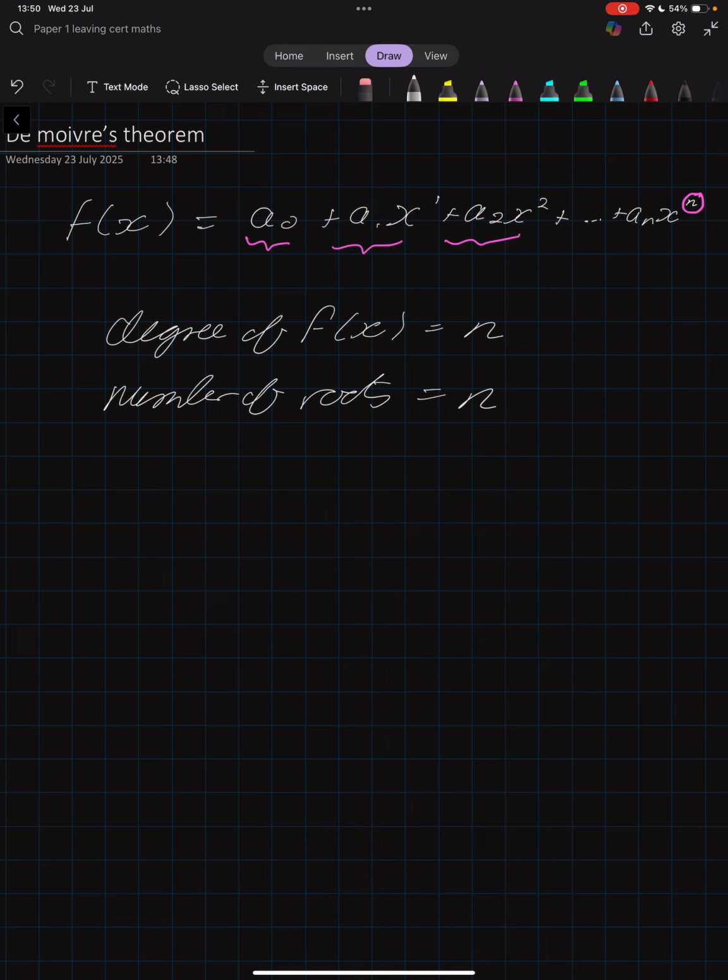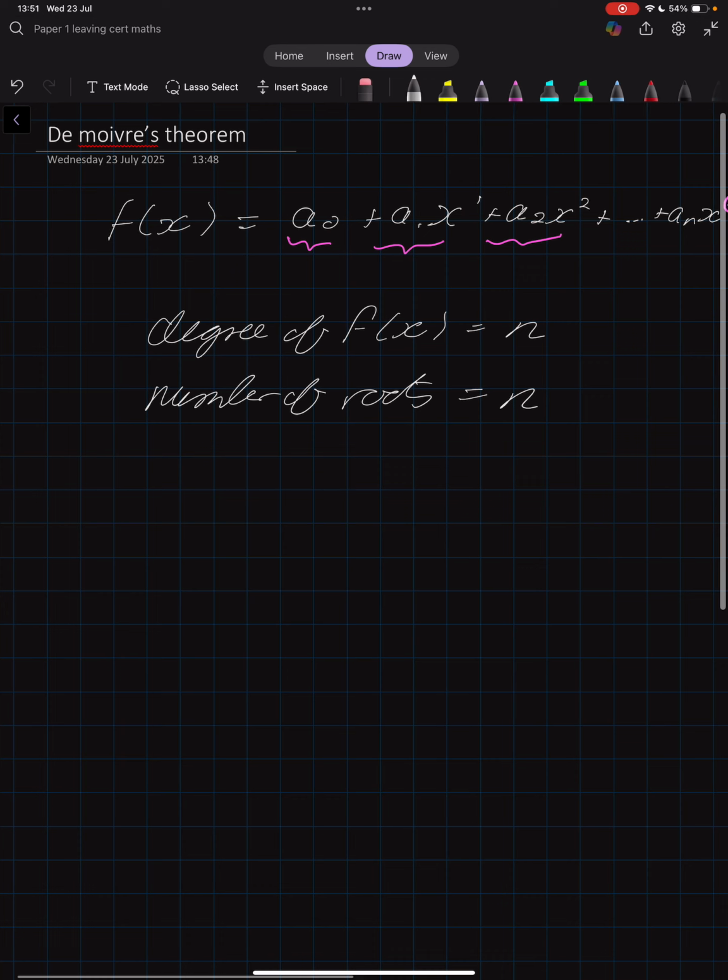Okay, all you need to know is that if you have a quadratic, the highest power is x squared, so you'd have 2 roots. If it's cubic, you have 3 roots. If the highest power is a power of 4, then there's 4 roots, and so on and so on. That is all you need to know from this. Okay?